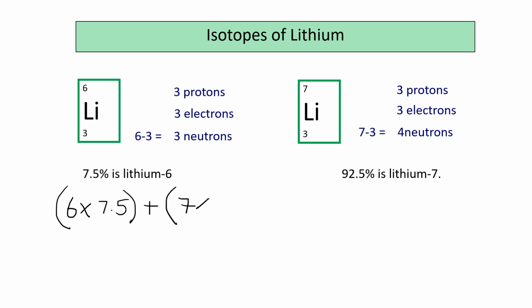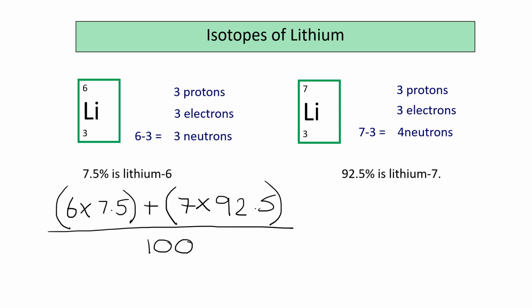multiplied by 92.5%, divide by 100 because they are expressed as a percentage, and we get an answer of 6.9.